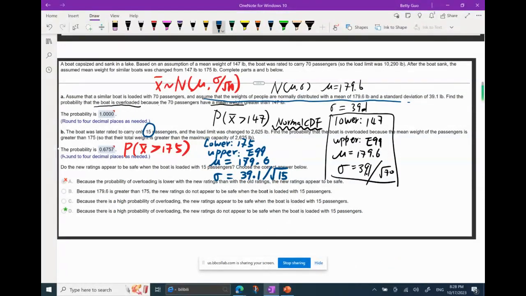Okay, go to second vars, normal CDF. Lower bound 175. Upper bound E99. Mu is that, and then sigma is 39.1 divided by square root 15. And I have 0.675677372. And we keep four decimal places, 0.6757 rounded. Do you guys have the same thing, guys?